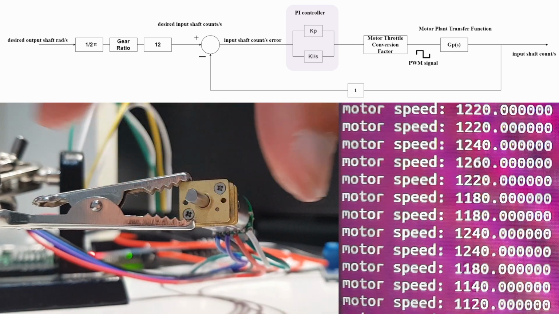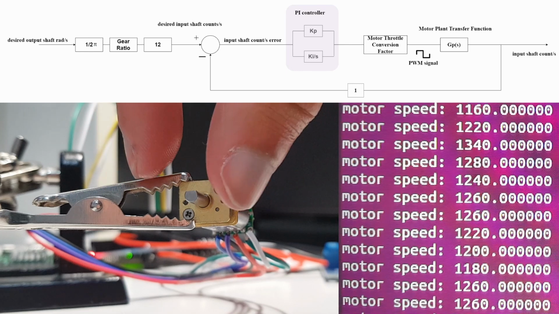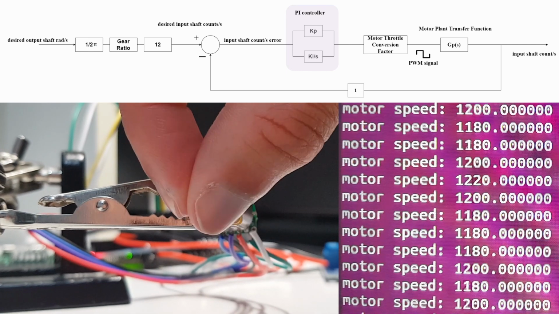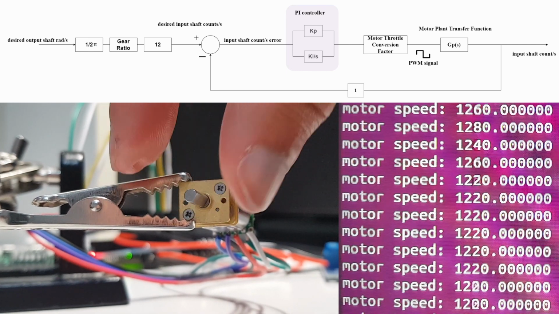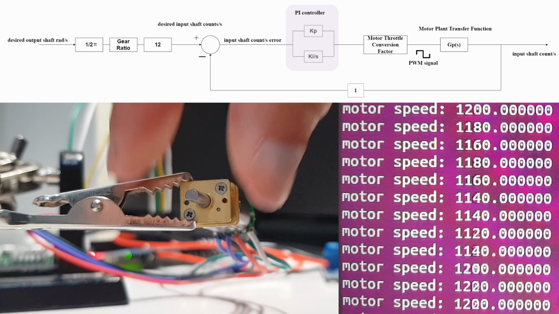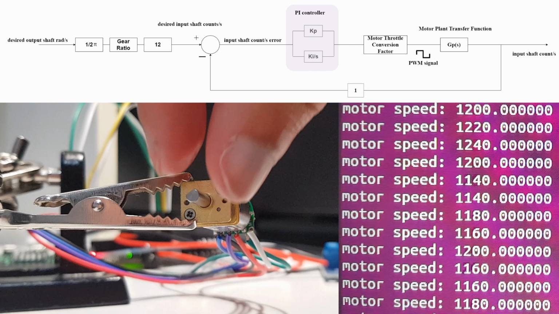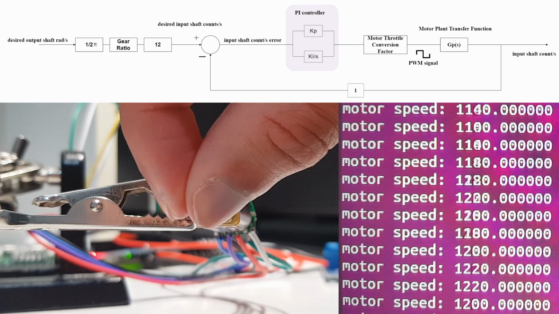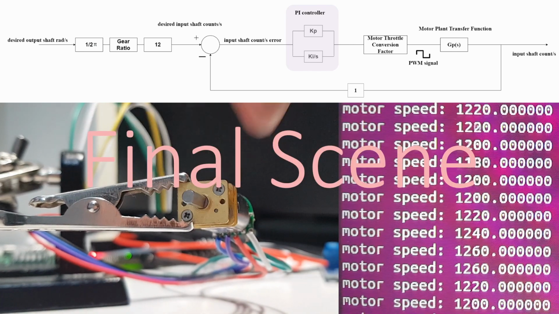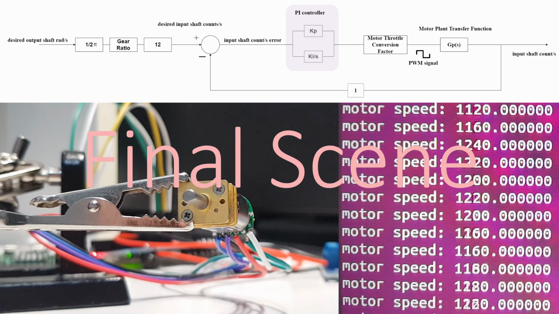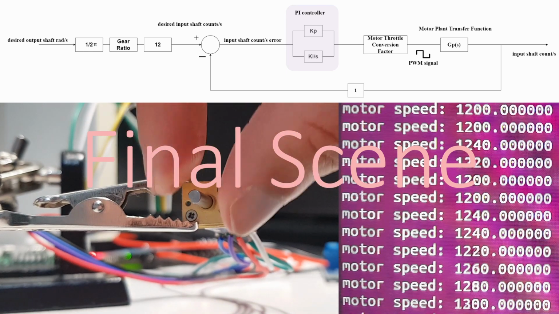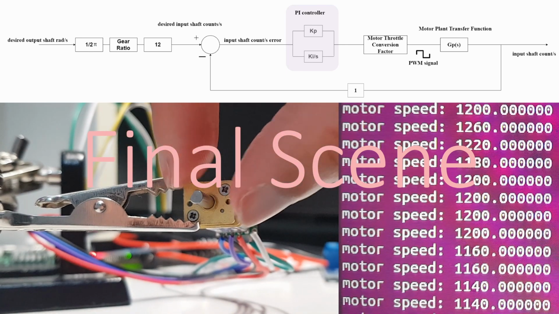This system is much more effective at maintaining a zero error between the desired and real motor speeds than the previous system. As you can see, the motor speed remains very near to the set point of 1200 counts per second, regardless of whether I add resistance to the motor by pressing down on it. Now that we have a well-performing motor speed controller, we can follow the motion of our Blender animation.